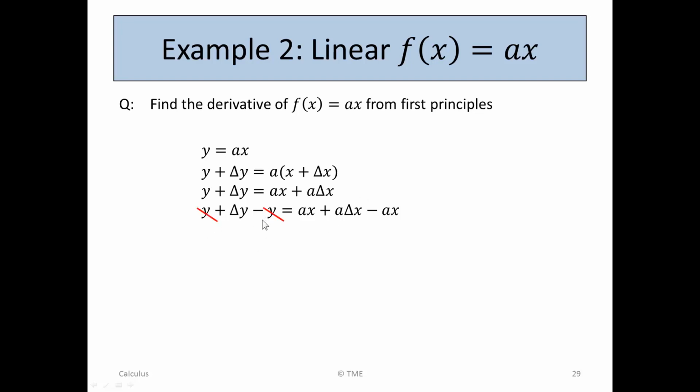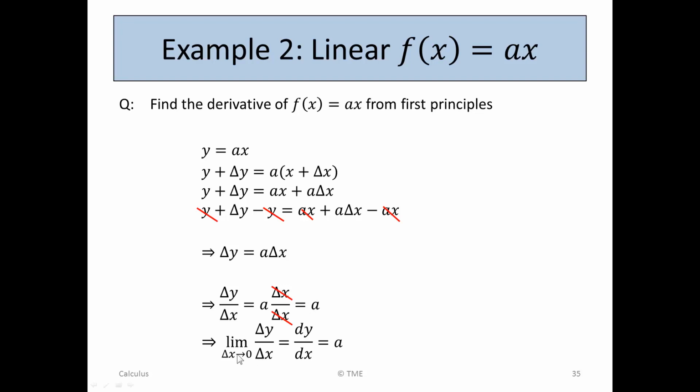And now we can do some eliminations. The two y's cancel, the two terms in ax cancel, and we get delta y is a times delta x. Dividing by delta x on both sides, we get delta y over delta x is a times delta x over delta x, and they cancel. So effectively, delta y over delta x is a. And at the limit, as delta x gets small, delta y over delta x becomes dy/dx, and that's equal to a.